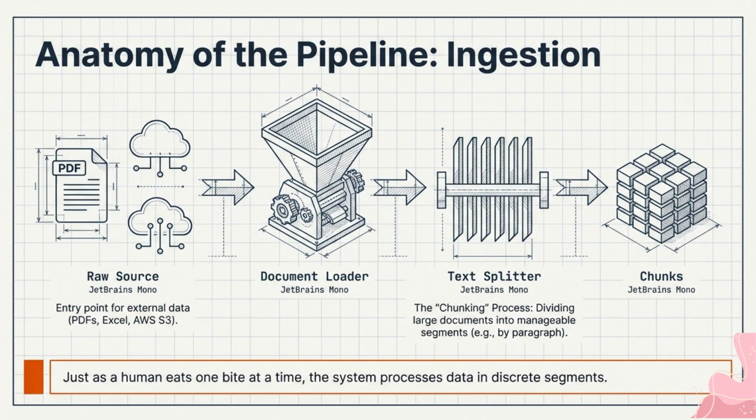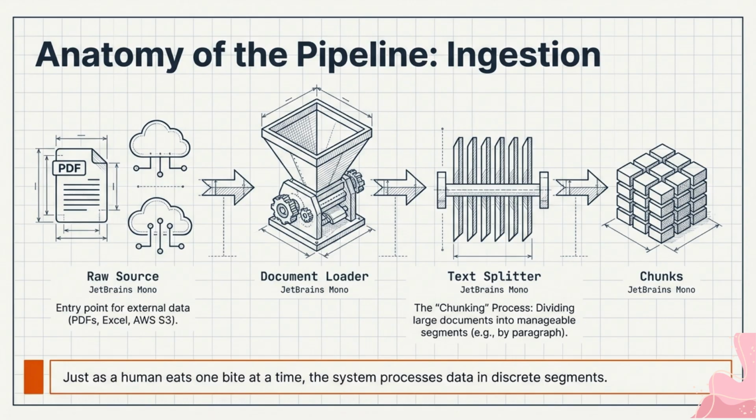Okay, let's break down the actual pipeline. Raw source, your data. PDF, Excel, cloud storage, whatever. Document loader, reads your files, extracts the text, gets it into a clean format. Text splitter, breaks the document into chunks, usually by paragraph or section. Can't process everything at once, so you chunk it. Chunks, discrete segments ready for the next step.